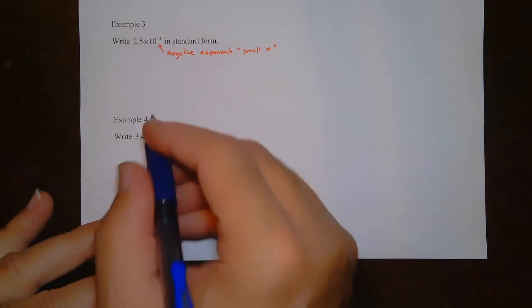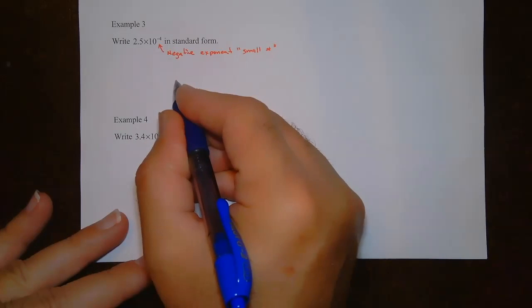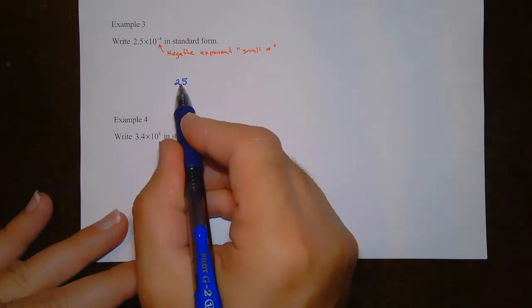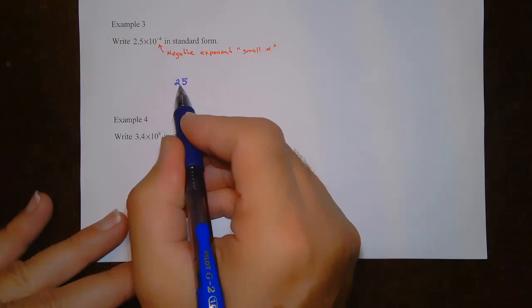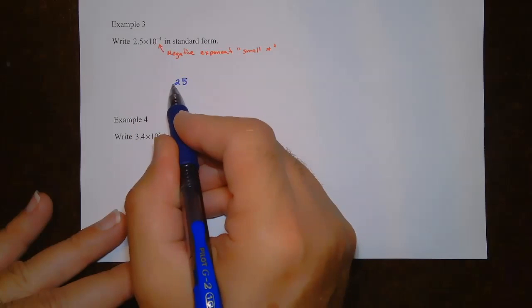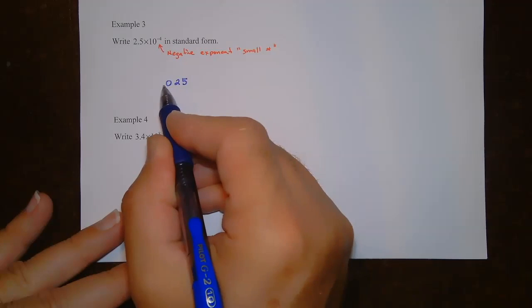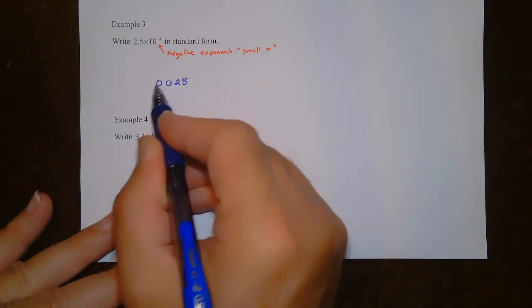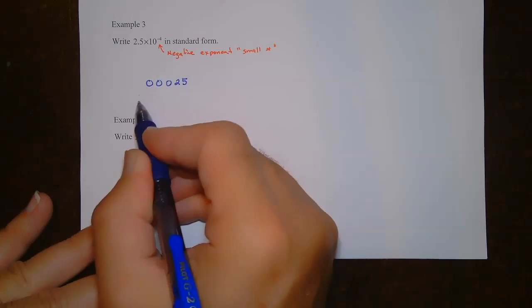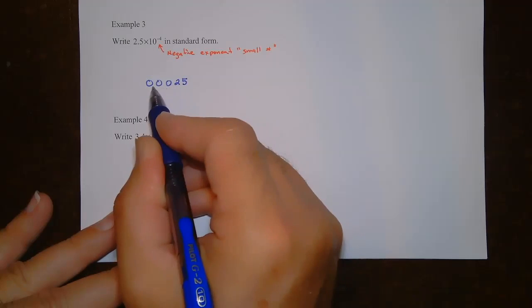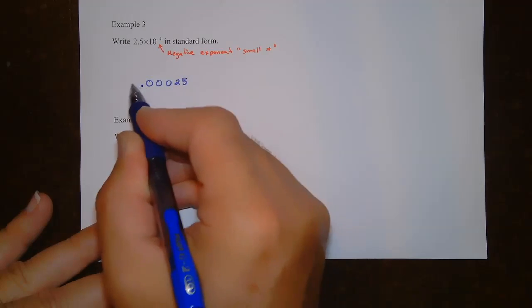Okay, so I'm going to write my 2.5. The decimal was right here. I'm going to need to move it 4 places. So this is 1 place right now. Then I'm going to have to add a 0, and that would be now 2 places, 3 places, and 4 places, right? And so my decimal, if I move it 1, 2, 3, 4 right here.